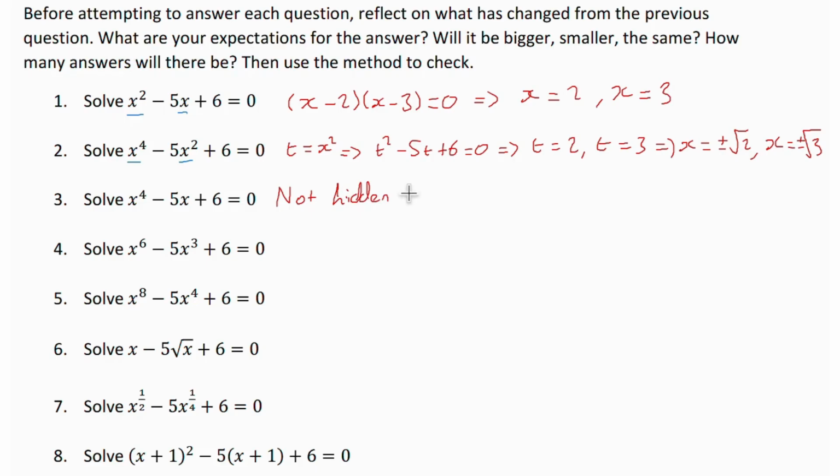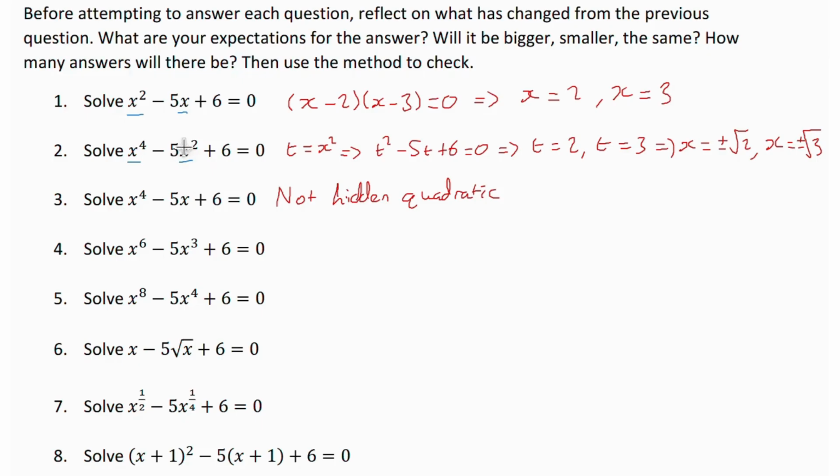This particular question is here to identify that not all three-term equations are hidden quadratics. You have to have the structure where this variable is the square of this variable for it to work. Let's move on to the next one.